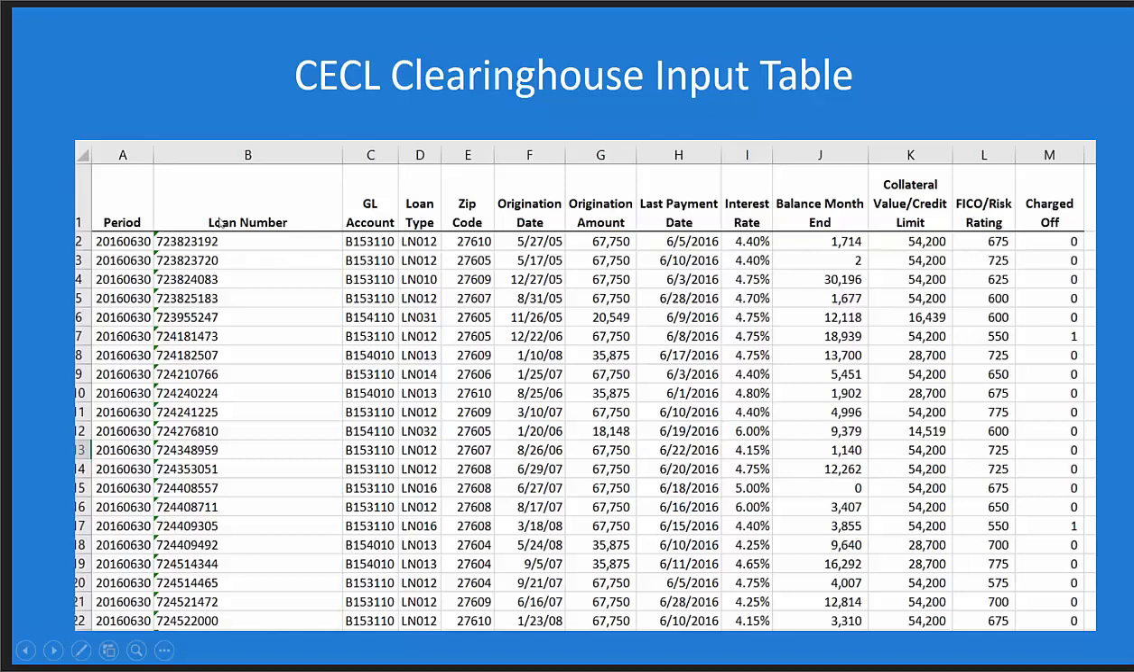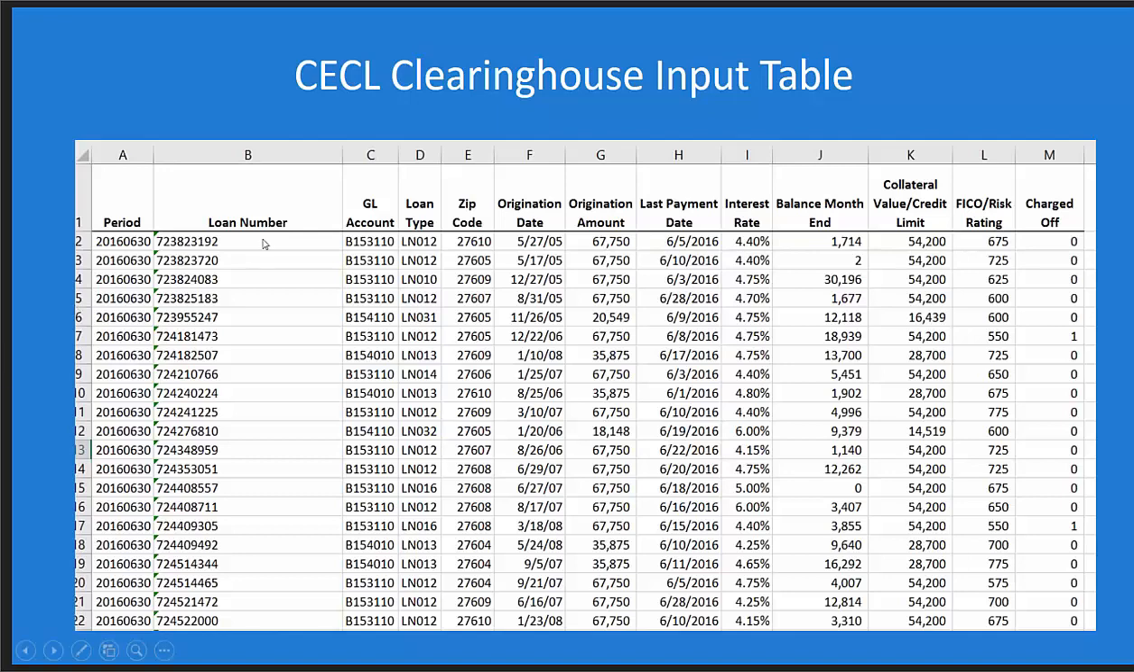Obviously, the loan number. To participate in CECL Clearinghouse, we do not want anything that's customer related. We don't want anyone to figure out who this is related to. But for your purposes, you're going to need to have a unique identifier, loan number, or it could be a record number, something like that. But we're going to need a way, when we're scoring these loans, for you to be able to pair them back to the actual note on your system.